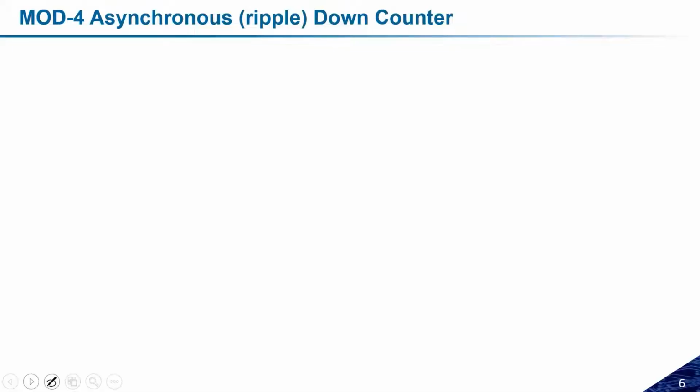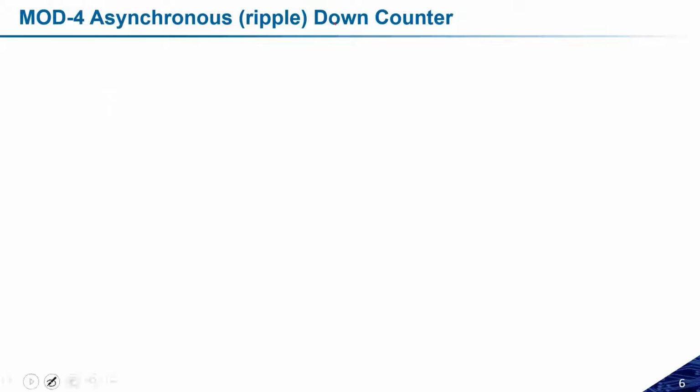Now we understand how we can design the up counter. Up counter means simply it will start from 0, 1, 2, and then 3, then it will come to 0, if I'm talking about a mod 4 counter, asynchronous. But for the down counter, I just told you, only one difference is there.